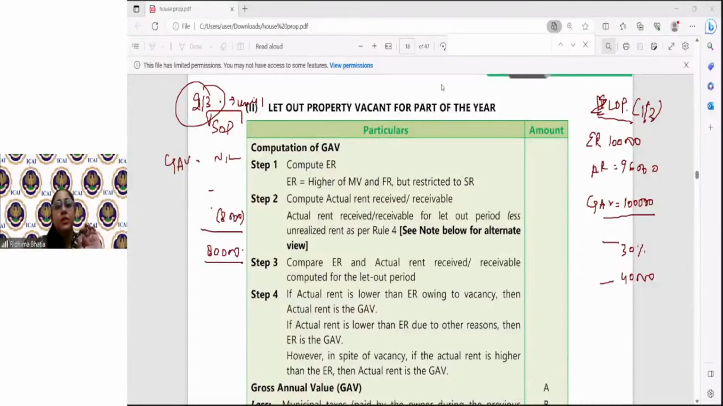Now if the question is of unrealized rent also, so it is on you. There are 2 approaches. Once you calculate GAP, then you reduce unrealized rent, which I didn't solve, or you calculate actual rent में से unrealized rent minus करके then you compare it with the expected rent and then you come to GAP. दोनों में से whichever approach you follow is accepted by the institute.